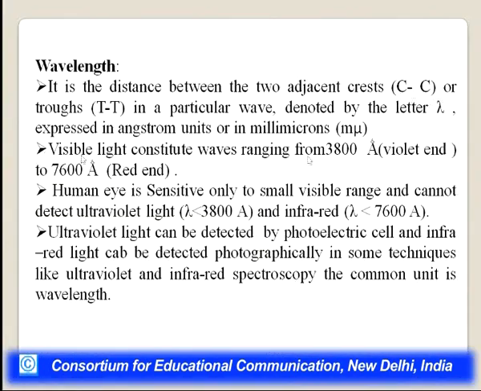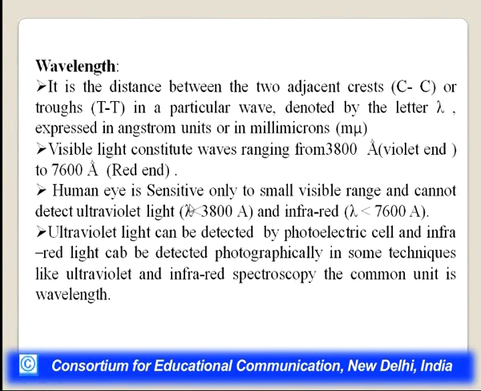Now, what is wavelength? We are talking about a characteristic property of electromagnetic radiation. It is the distance between two adjacent crests, CC, or troughs, TT, in a particular wave, denoted by lambda, expressed in angstrom units or in millimicron, m mu. Visible light constitutes waves ranging from 3800 to 7600 angstrom. This is called the violet end and this is called the red end.